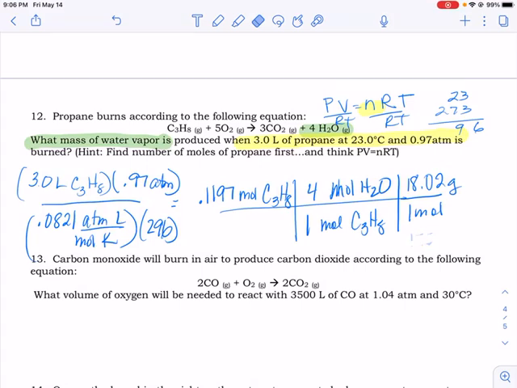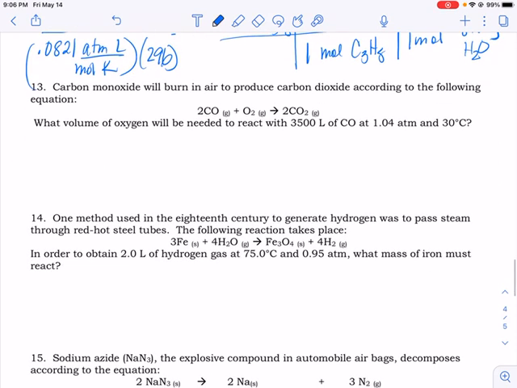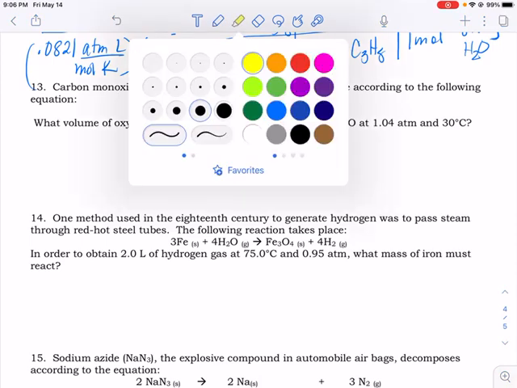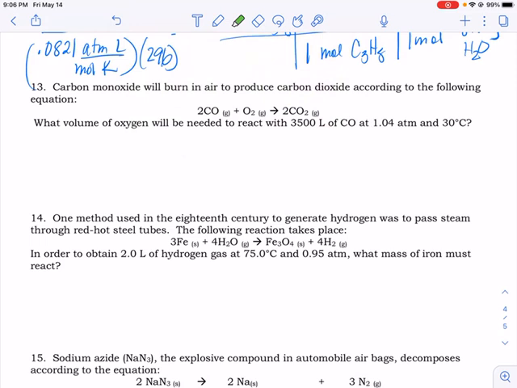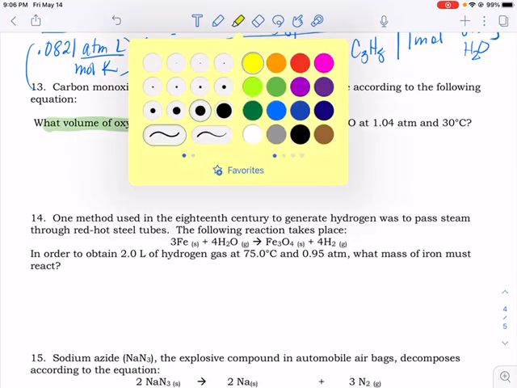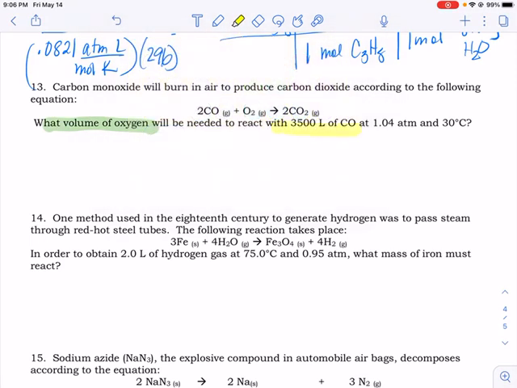All right. Not 1,750. That's the next problem. We get 8.63 grams of water. All right. Carbon monoxide will burn in the air to produce carbon dioxide. We're solving for volume of oxygen, and we're given liters or volume of carbon monoxide.